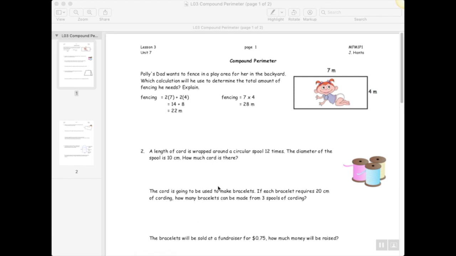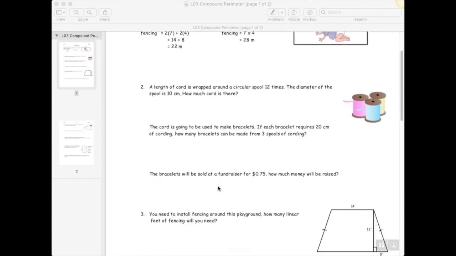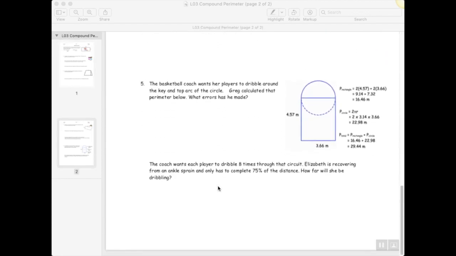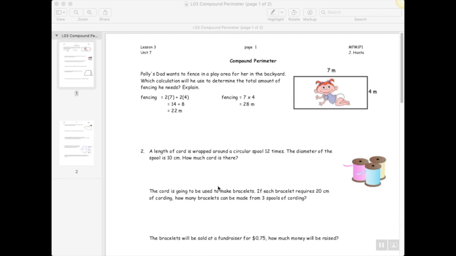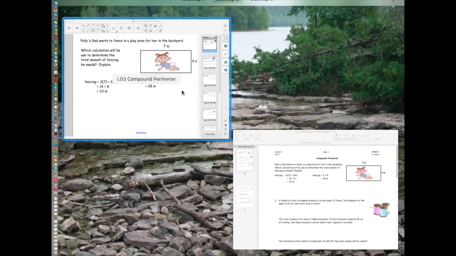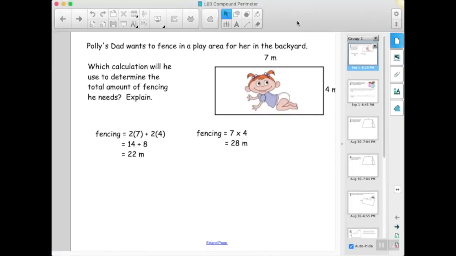I'm just going to draw your attention to, if we were meeting face-to-face, this is the handout you would be given. There is a link to this in the LMS, so if you don't have this handy, you might want to pause the video now to go get it. I'm going to move to the Smart Notebook file, and then we'll just talk about the first question.